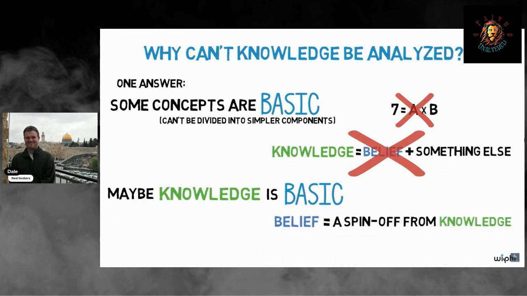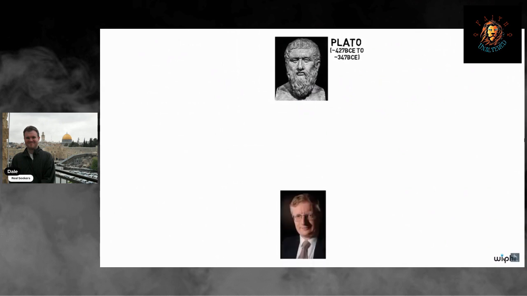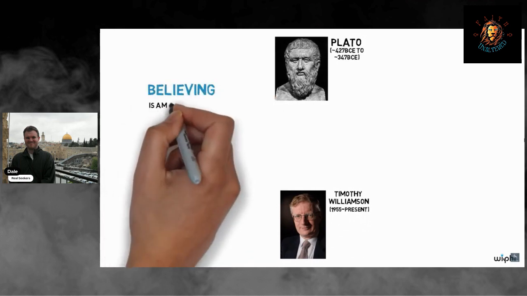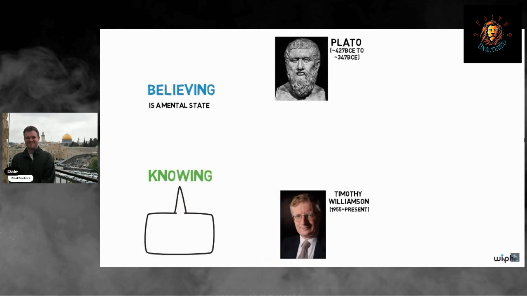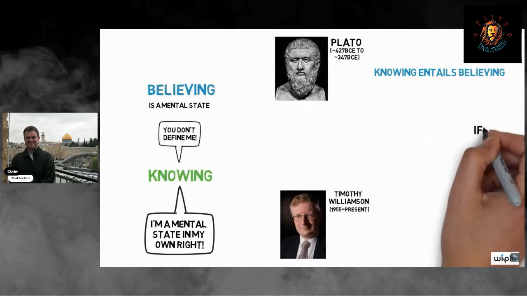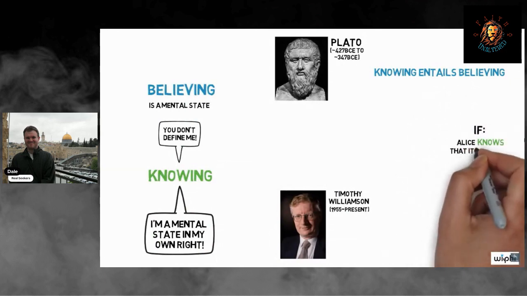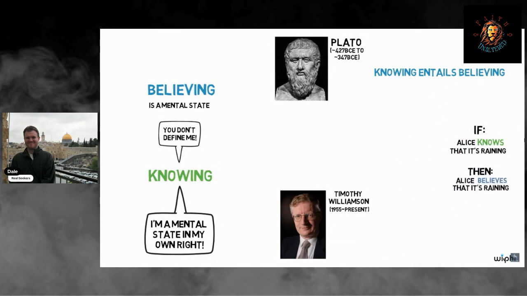This is actually an old idea, perhaps as old as Plato, but in recent years it's been revived by Oxford philosopher Timothy Williamson. Everyone agrees that believing is a mental state. Williamson argues that knowing is also a mental state in its own right and not just a compound of believing plus non-mental factors like causal connections. Williamson agrees with the majority view that knowing entails believing. So if Alice knows that it's raining, she also believes that it's raining.